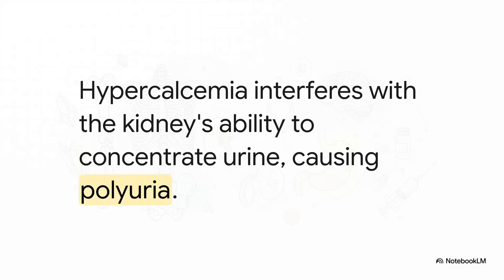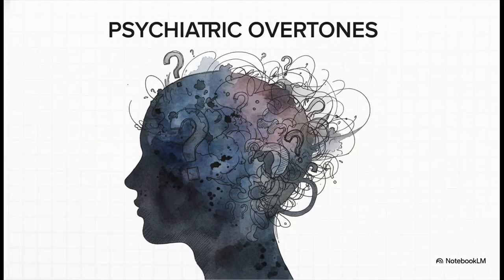Thrones. This one's a clever one. It refers to sitting on the toilet. The high calcium levels mess with the kidney's ability to concentrate urine. This leads to polyuria, frequent urination, which can make the patient super dehydrated. And finally, psychiatric overtones. This is huge, and it directly explains our patient's confusion. But it can be a whole range of things, from mild depression or anxiety, all the way to a full-blown coma in really severe cases.